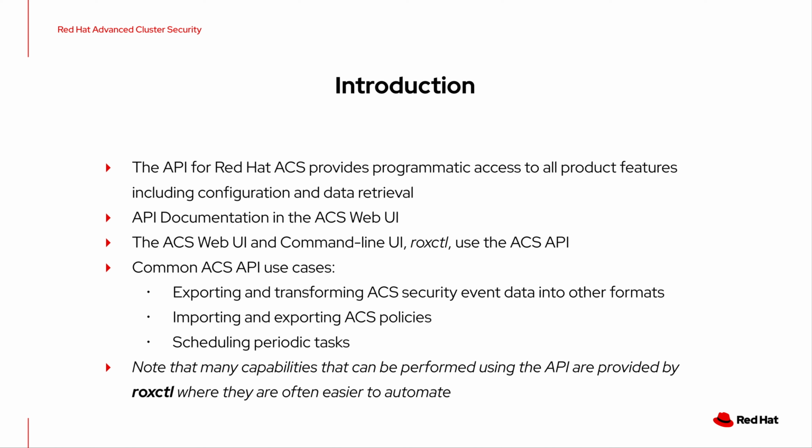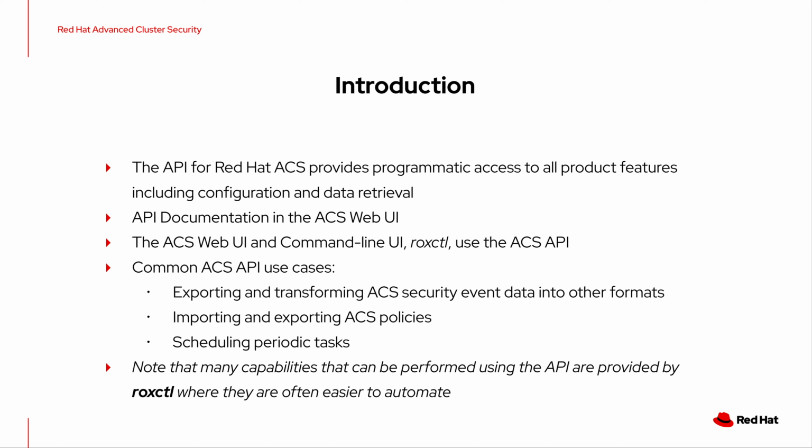So for things like integrations and auth and especially policies, you can store those externally as JSON objects and import them. So some really common cases here would be to, for example, export ACS policies from one instance of ACS and import them into another, or actually maintain and modify them externally and have them pushed into ACS using an API task. Another use case is to schedule periodic tasks.